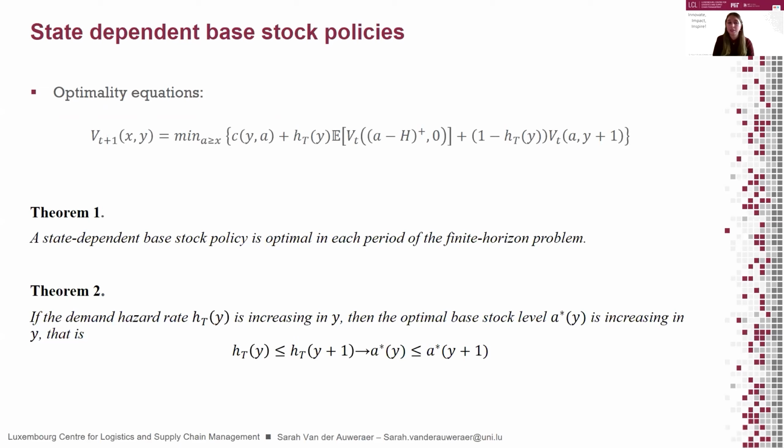Our second theorem tells us that if our demand hazard rate, ht of y, so our probability of observing a demand in period y or after y periods, given that we are now y periods since our last demand, is increasing in y, then our optimal base stock level, which is state dependent, is also increasing in y. Now, we can also prove that this is true, but this is not a straightforward proof because it involves showing that our value function, given here on top of the slide, is submodular.